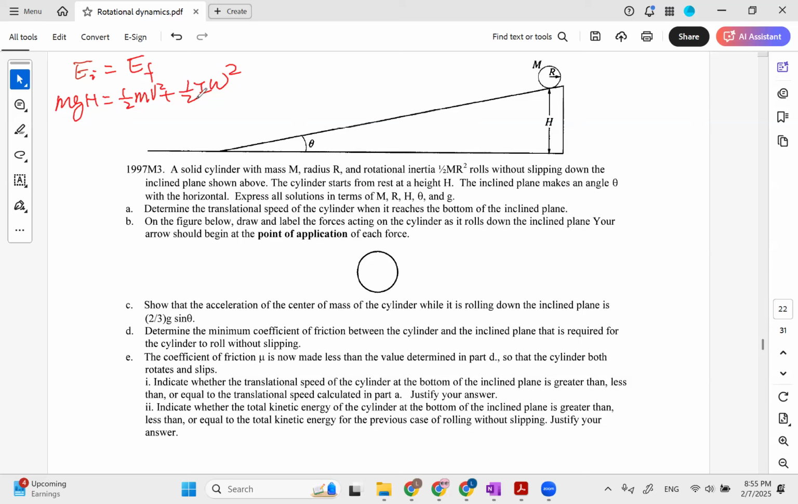Then you plug in the relation between V and omega to simplify it. It would be V over R. So you get half m plus I over R squared times V squared. So you'll get V equals the square root of 2 mgh divided by m plus I over R squared. Got it?